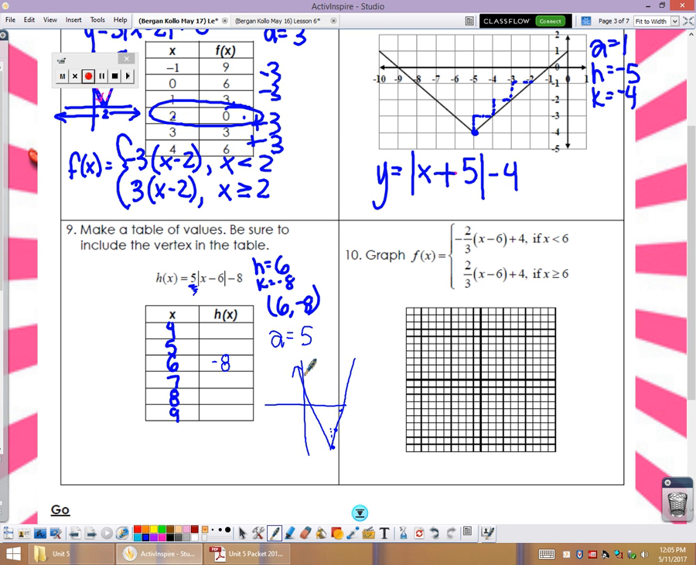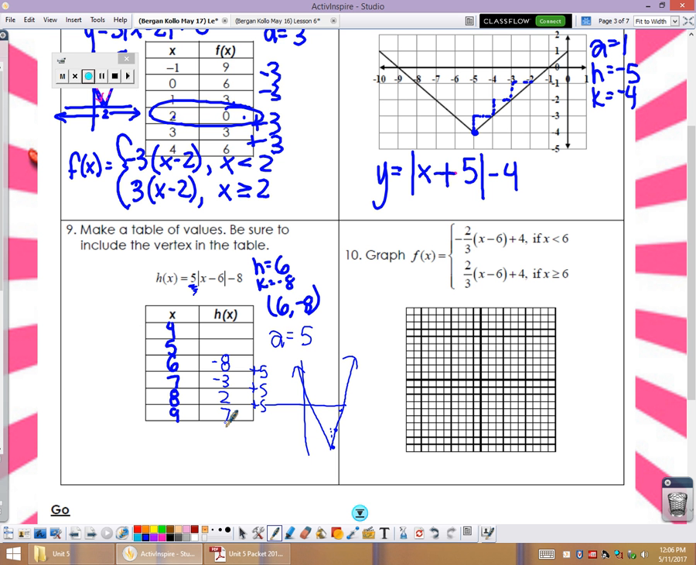It's going up 5 over 1. So this needs to be going plus 5, plus 5, plus 5. Negative 8 plus 5, be careful, is negative 3. Plus 5 is positive 2. Plus 5 is positive 7.